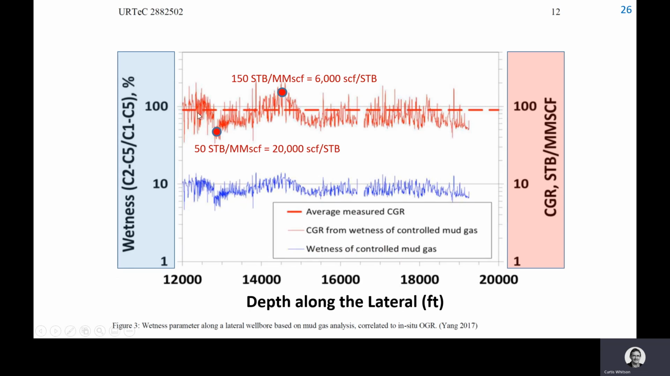This is an example from an Eagleford well, basically along the 1 mile lateral. We've got a minimum 50 barrel per million, a maximum 150 barrel per million CGR indicator based on the mud gas data here and correlations between the two. This is basically translating into a 6,000 to 20,000 GOR variation along the lateral.